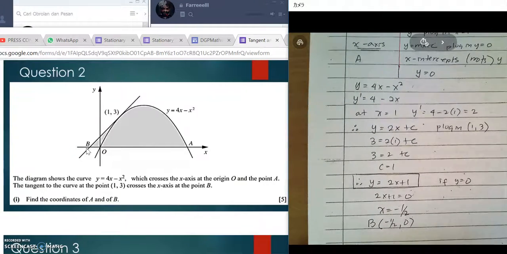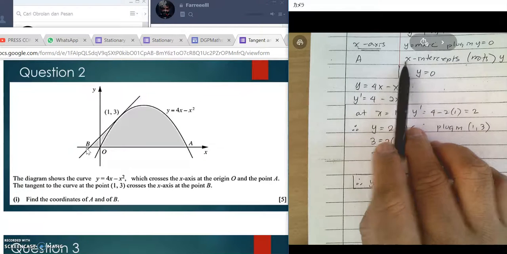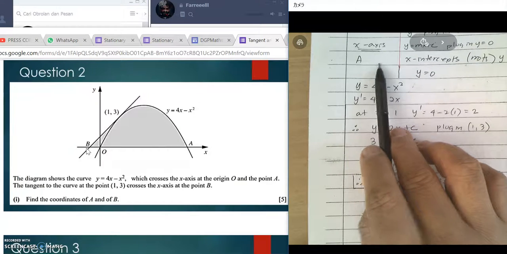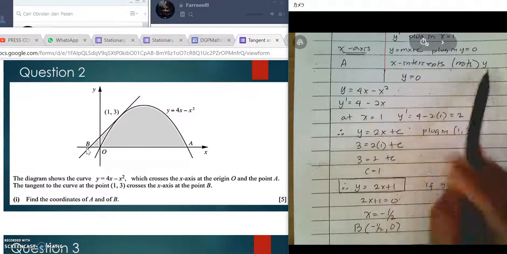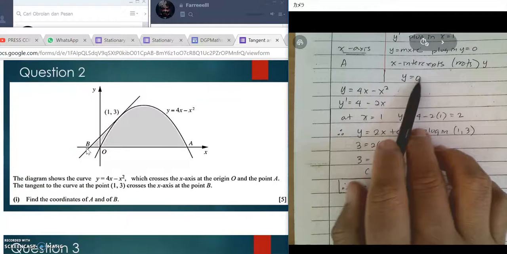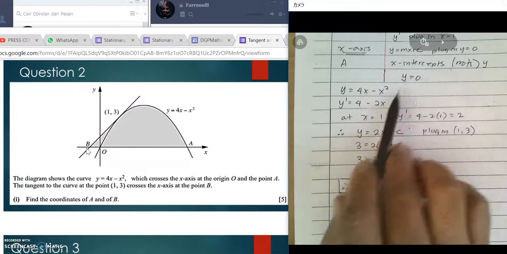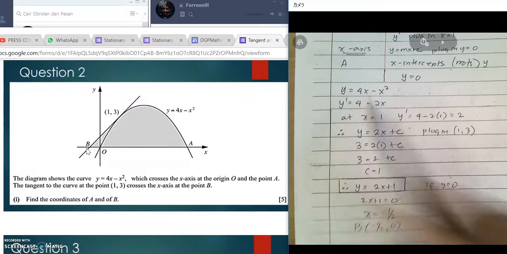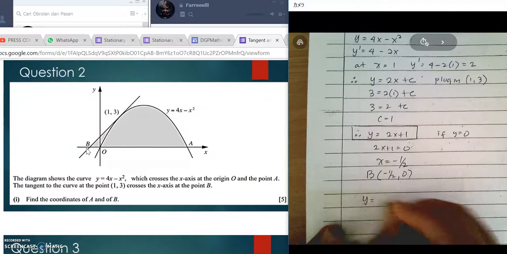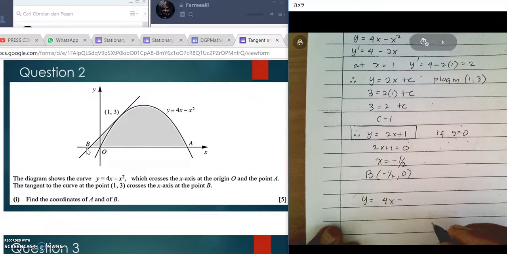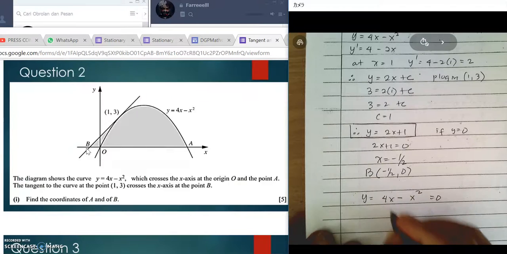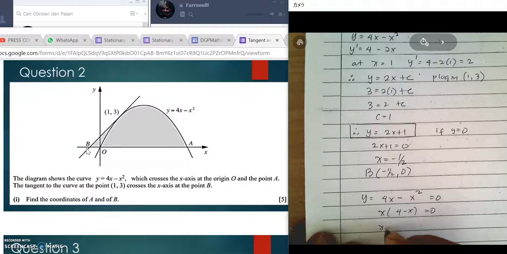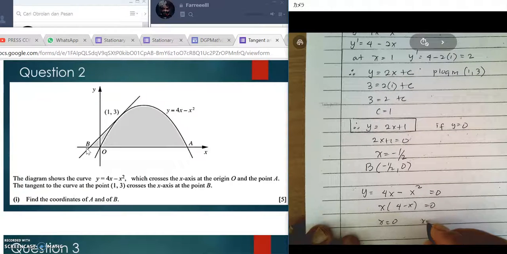Next, how are we going to find the point A? Since it intersects the x-axis, that's the x-intercepts, or the roots of your function y. So you can do that by equating y to 0. So you have y equals 4x minus x squared, and that's equal to 0. You can factor out x, so that is x times (4 minus x) equals 0. So x equals 0 or x equals 4.